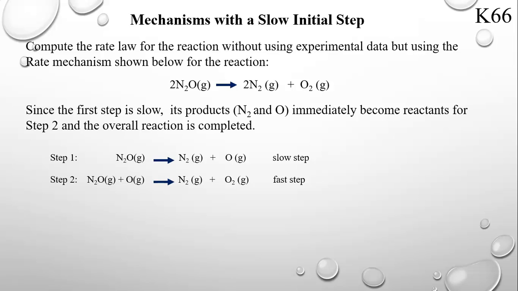Now, what does slow and fast mean? It just means that the slow step is slower than the fast step. There's no specific amount of time we're putting on them. We're just saying that it's slower than the fast step.